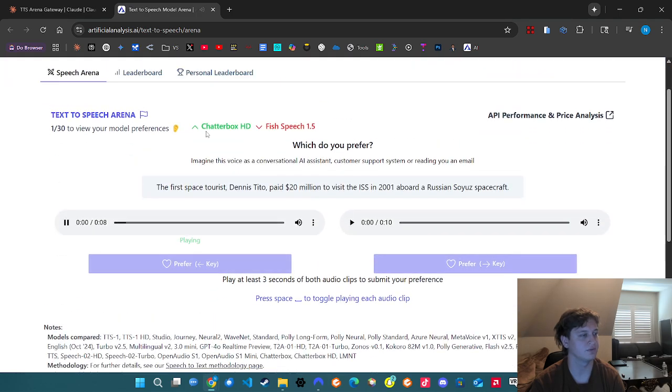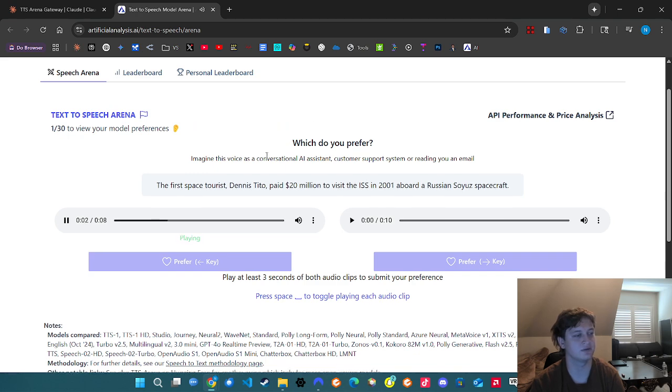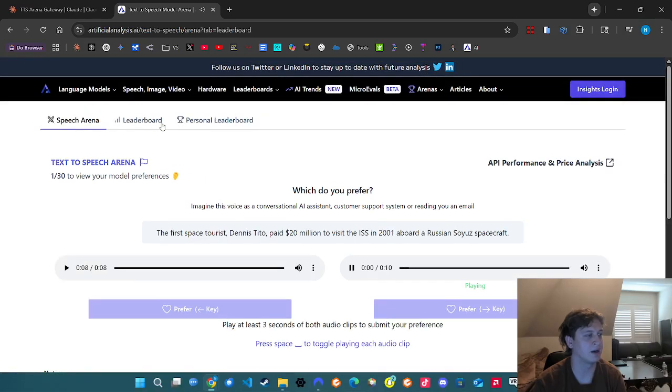Honestly, I think I like the right side, so I'm going to click prefer there. And then we vote first. Honestly, you just keep voting.